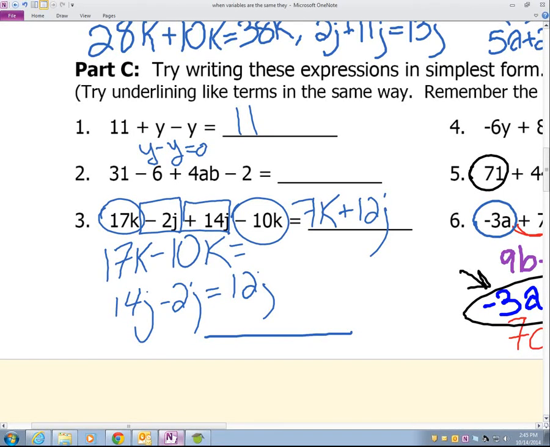And we have here, here, here. Comes out to be 23 plus 4ab. What's that for?